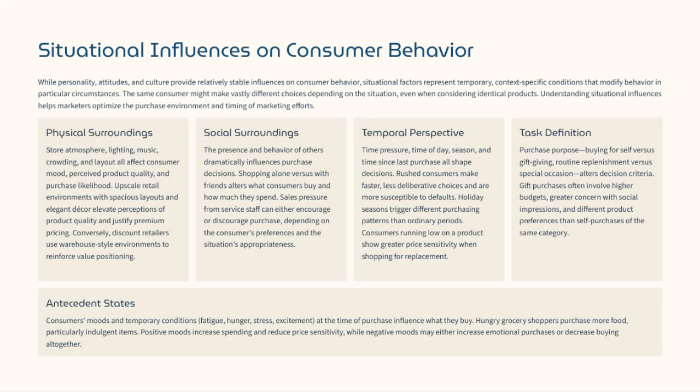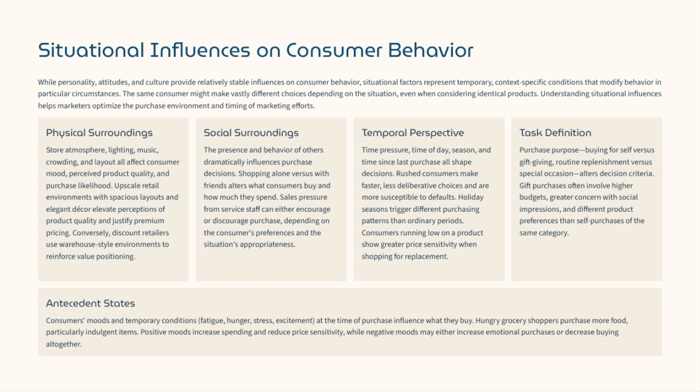Now, let's talk about how consumers' moods and temporary conditions at the time of purchase can influence what they buy. For example, if someone is hungry while grocery shopping, they're more likely to purchase more food, especially indulgent items. Similarly, a positive mood tends to increase overall spending and makes consumers less sensitive to prices, while a negative mood can lead to either more emotional purchases or even less buying altogether.